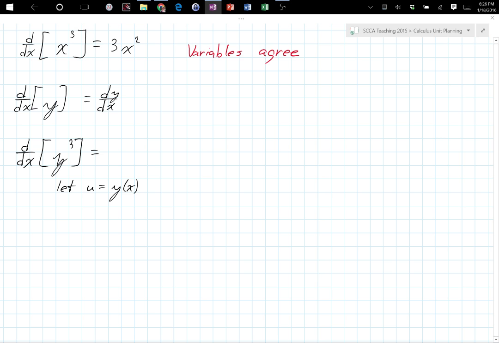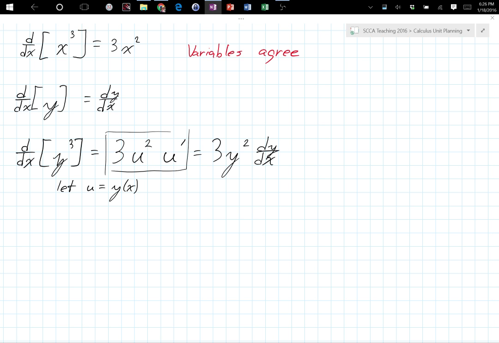So that means I'm going to take a derivative with respect to u. And that derivative is going to be 3u squared u prime, but my u prime is just the derivative of y, so I can rewrite this as 3y squared dy dx. So for convenience sake, I am going to skip this part from now on. I'm going to automatically assume that I do the substitution for the chain rule.